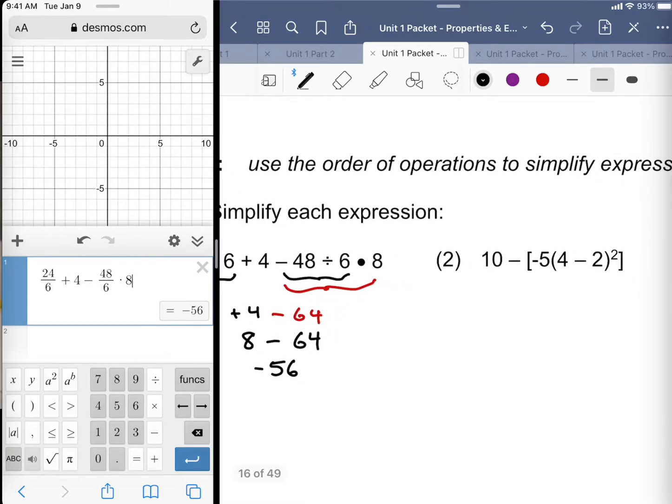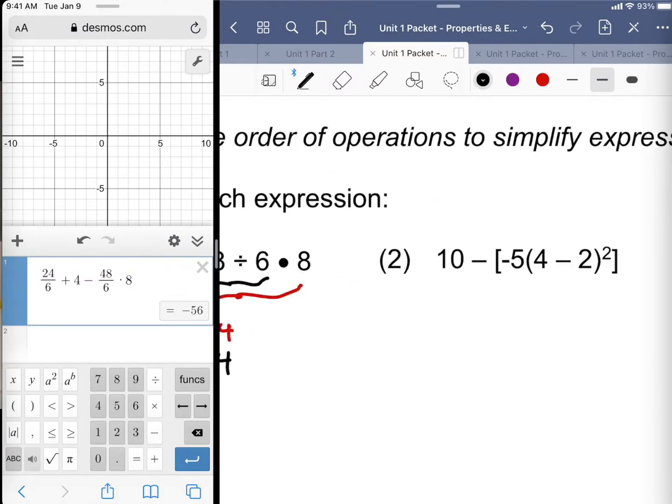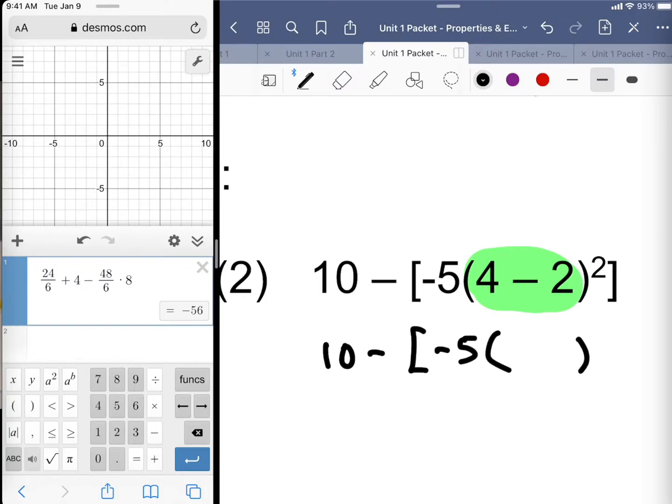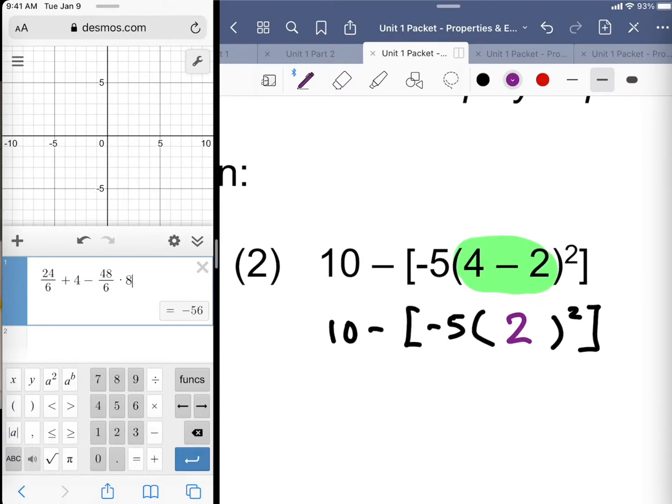Number 2, we have parentheses, we have exponents, and all the other stuff as well. So I'll start off with the parentheses. Innermost in the parentheses, we have a 4 minus 2, so I'll take care of that first. I'm going to leave everything else as is. It's kind of annoying to rewrite everything just to change one little aspect of it, but it's an organizational strategy that I use, and it's one that works.